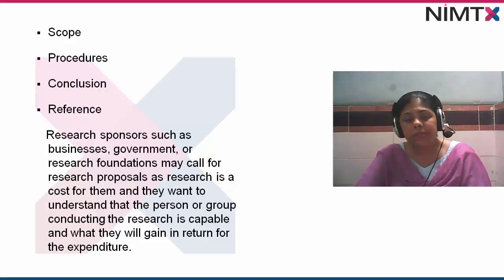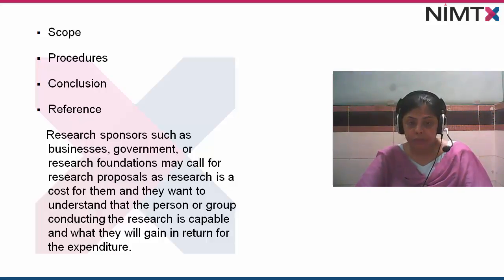Research sponsors, such as businesses, government, or research foundations, may call for research proposals, as research is a cost for them, and they want to understand that the person or group conducting the research is capable and what they will gain in return for the expenditure.